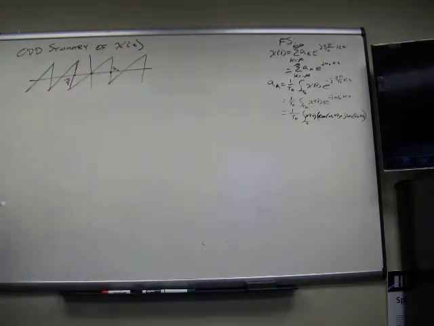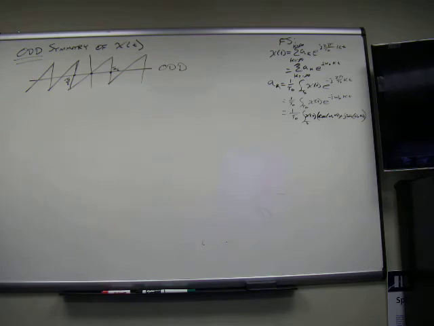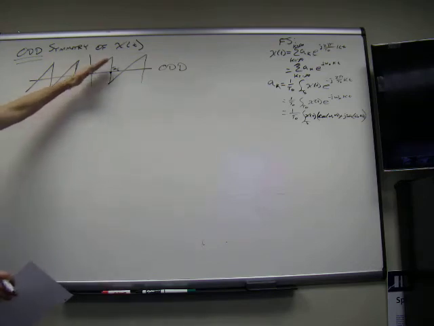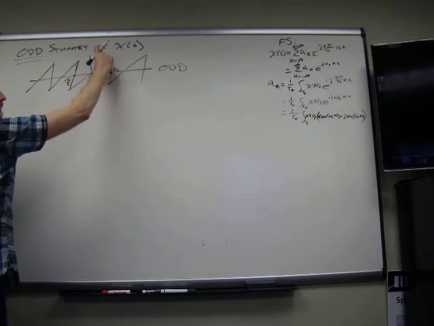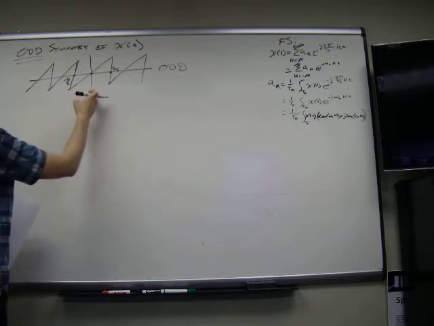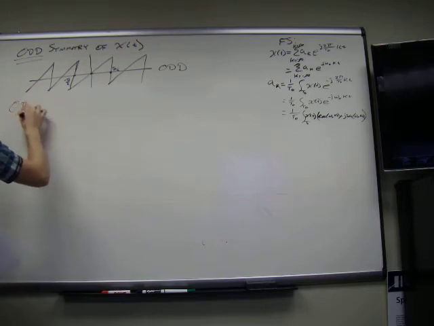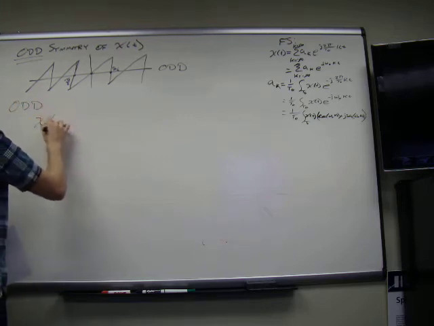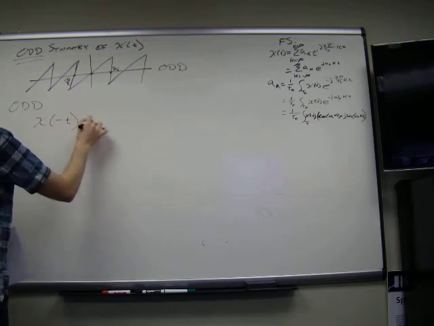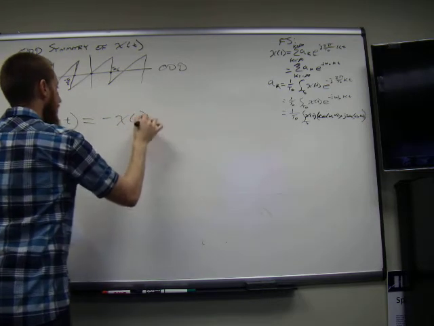So this is an odd function. So an odd function is one that is mirrored from this side to this side, or from this side to this side. So if at t is equal to negative 1, let's see, let me just define this. Odd: x of negative t is equal to negative x of t.